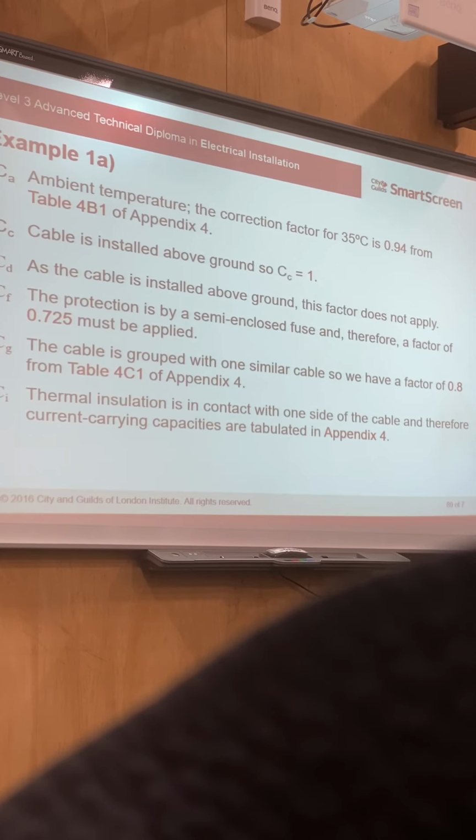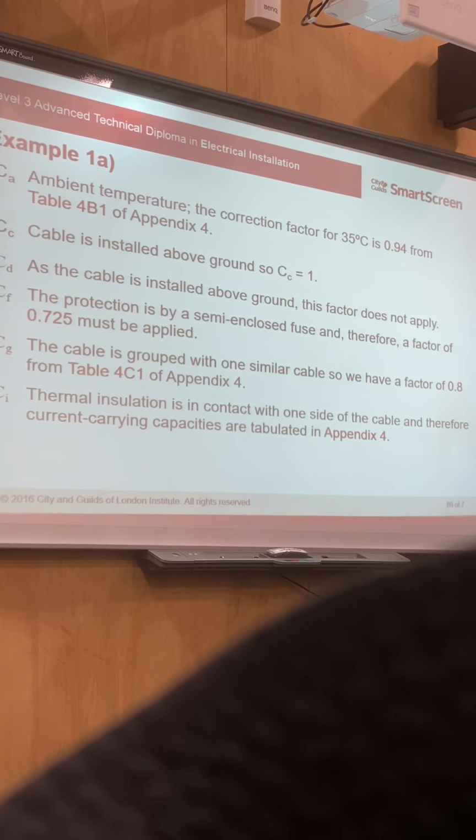We look at page 433. 433.1.202, which is on page 89. Okay. So that states that where the protected device is a semi-enclosed fuse to BS 3036, compliance with the condition of regulation 433.1.1 is afforded, and the rating current size of In does not exceed 0.725 times the current carrying capacity of Iz. So our factor that we're going to apply to this is 0.725.